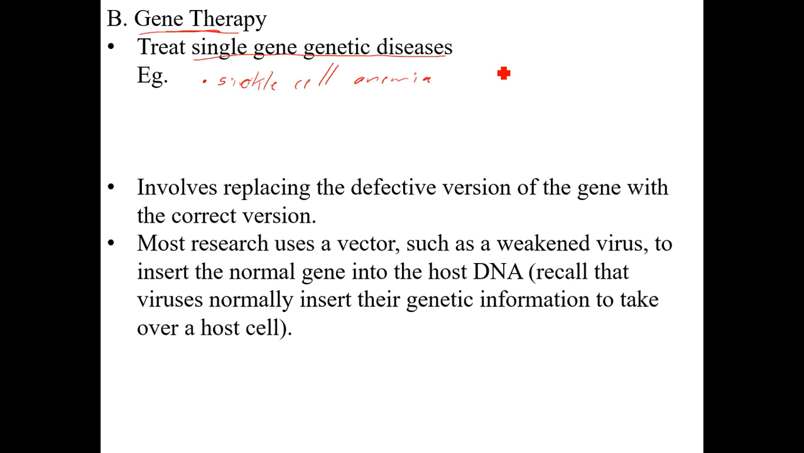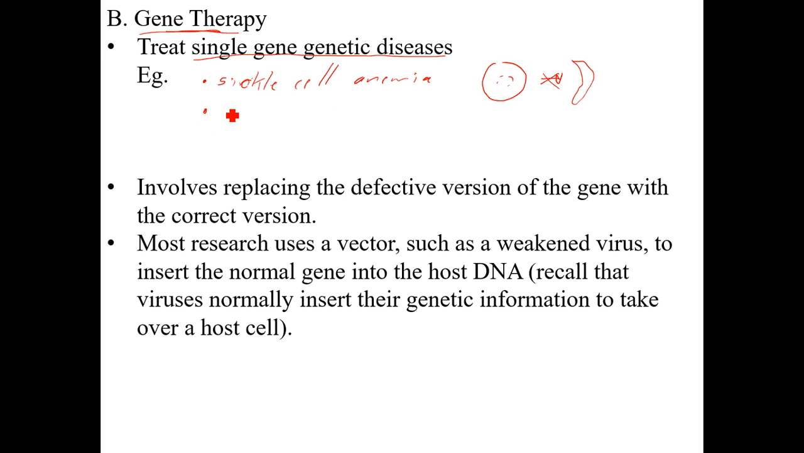This is what causes the red blood cells to go from the biconcave shape to what's referred to as a sickle shape. They don't transport oxygen quite as well. They get stuck in the blood vessels. It's a very painful condition. It's caused by a single gene. So if we could get in the correct version, then this wouldn't happen.